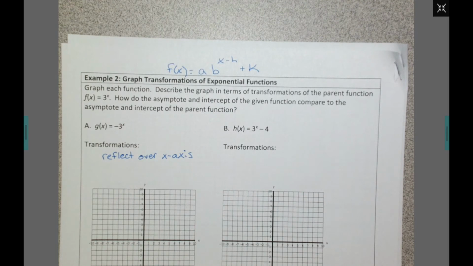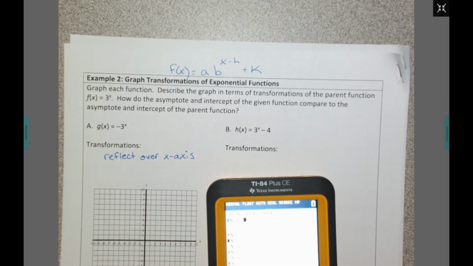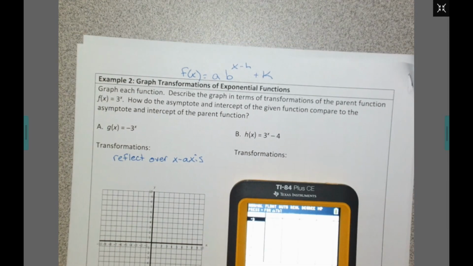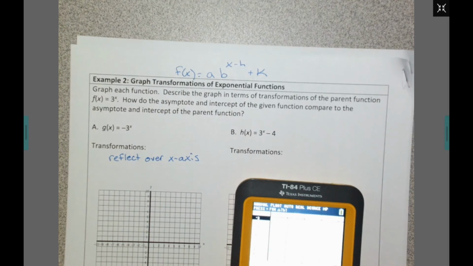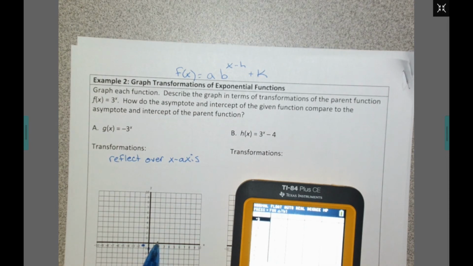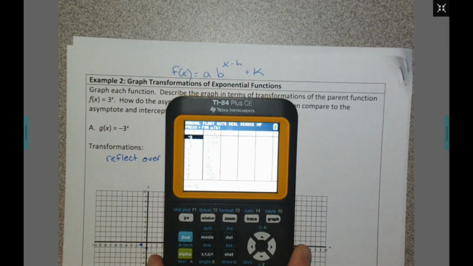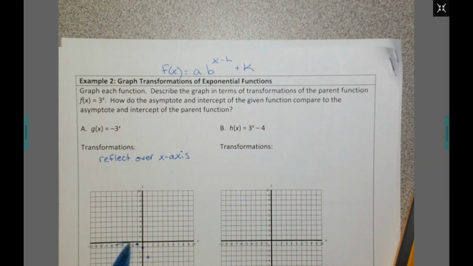So that's the only transformation we have going on. From there, you could actually just plug this in the calculator and get your points. So again, y equals negative 3 to the x. I go to my table. And we are going to get, I'm just going to pick 3 of them. So I have negative 1, negative 1/3, 0, negative 1, and then 1, negative 3. And again, I pulled those all from the calculator. You're going to have a smooth curve. And then we're going to answer questions.